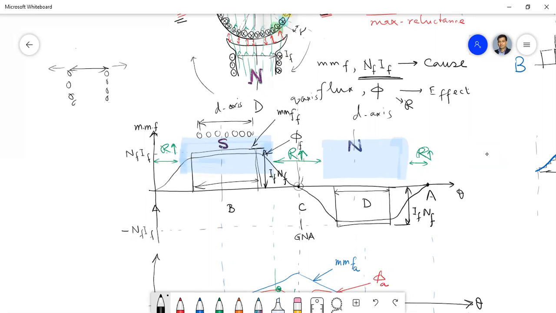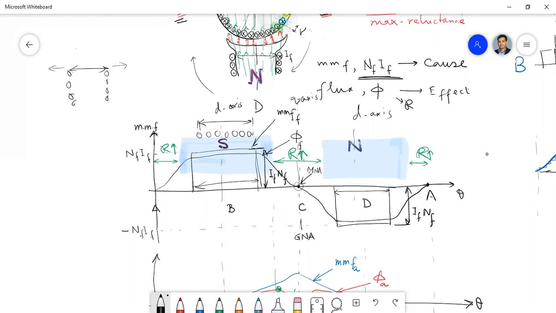Now here, fortunately, we have these two axes coinciding. That means both the MNA and GNA, because you see here you have the GNA at the center, and the MNA also. That means the zero crossing of the flux distribution also occurs there. So both the MNA and GNA we are getting at the same point.